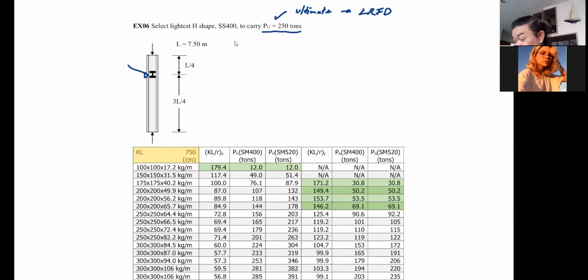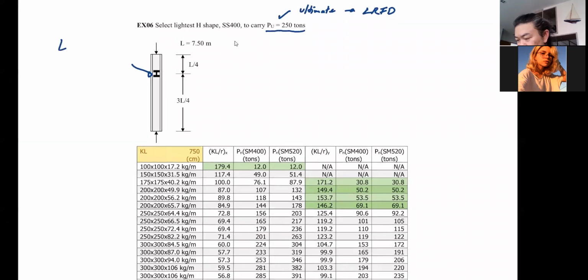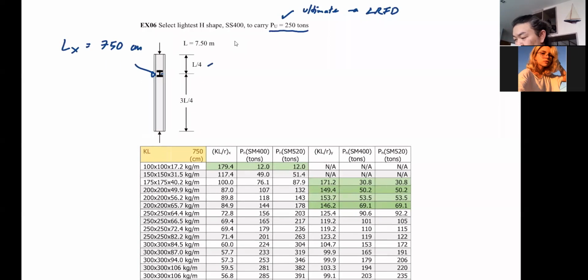And you know that you are going to have Lx equal to 750 centimeters on the x-axis. And this is the symbol of the bracing on the y. And the Ly, you have a quarter of 7.5 and 3/4 of that. So this one is going to govern, right?